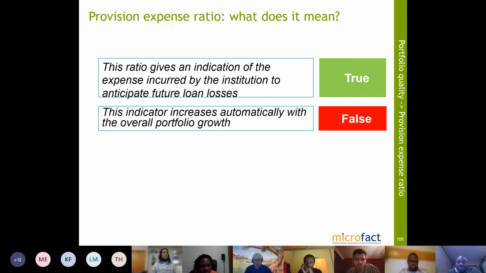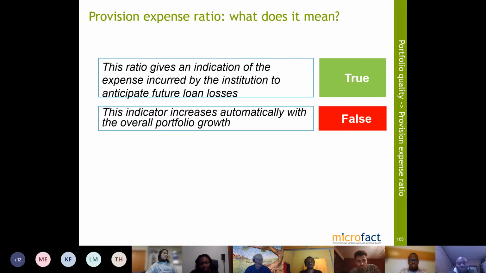If the quality of your portfolio goes wrong, in that case, indeed, your indicator will be higher, but it's not automatically because you are growing. Actually, sometimes we see the opposite. When you have a fast growing portfolio, the arrears are not possible yet. So your portfolio at risk is most of the time lower, because all these new loans cannot be in arrears yet. So you don't have to make provisions, not to make loan loss reserves yet. So it's sometimes the opposite. Sometimes it goes down because of the high portfolio growth.